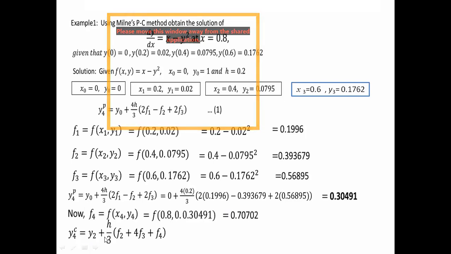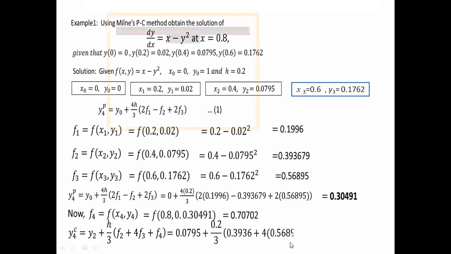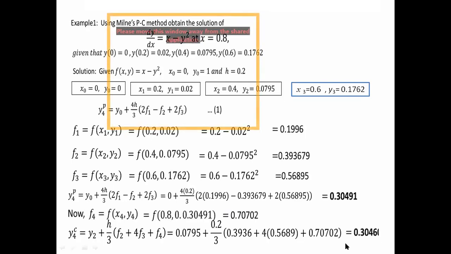So the corrected value is y2 plus h by 3 into f2 plus 4 times f3 plus f4. On simplification, just calculate this value, and we see that this value is here 0.30460. You see that the predicted value is 0.30491 and the corrected value is 0.30460. So 3 digits are repeating. So we may judge that it is a very good answer, because the first 3 digits repeating means the answer is correct to 3 decimal places.